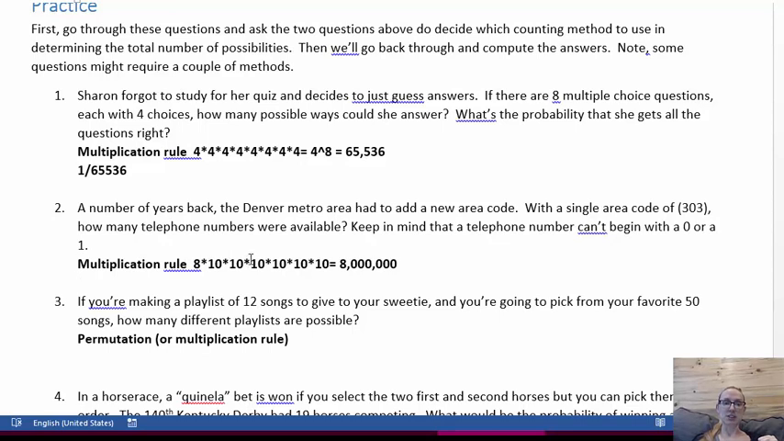So I've got 8 times 10 times 10 times 10 times 10 times 10 times 10. So 6 tens and an 8. This would be 8 million possible telephone numbers.